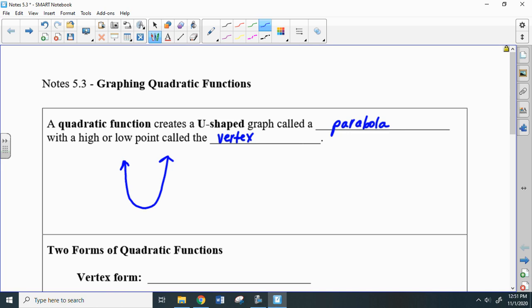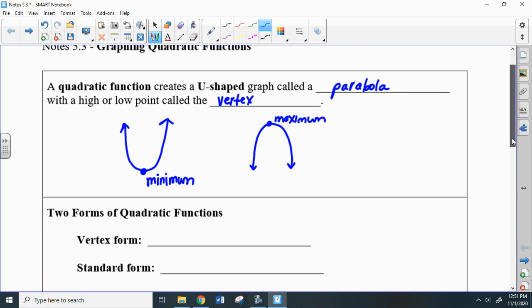the fact that when it opens up, that vertex is actually a low point. And so sometimes we'll refer to that as a minimum. When you practice this, that is one thing that you're going to have to be able to tell me: that the vertex is in fact a minimum, or if it opens down, that vertex will be a maximum.